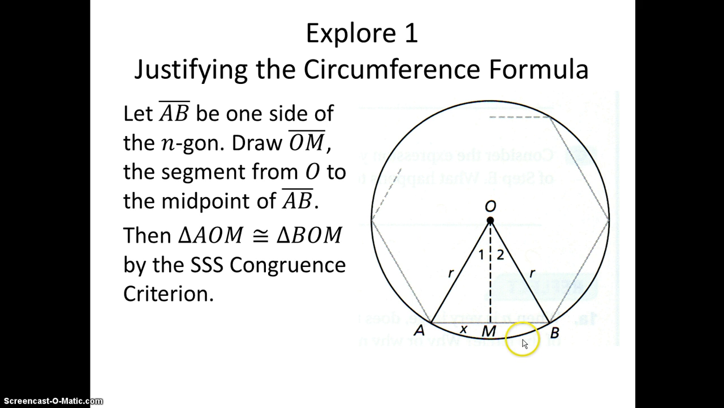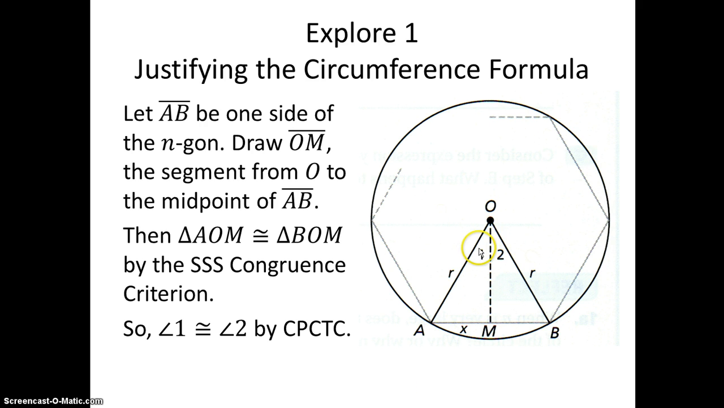So these two triangles have at least two things in common. They have this side in common with this side, and also this side in common with this side. And notice by the reflexive property of congruence that this segment OM is congruent to itself. Therefore, these two triangles have three sides in common, so by the side-side-side congruence criterion, these two triangles are congruent.